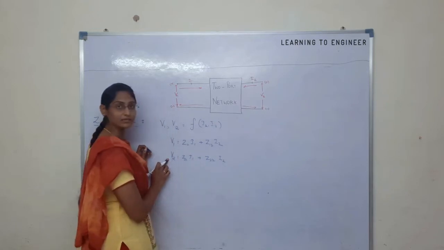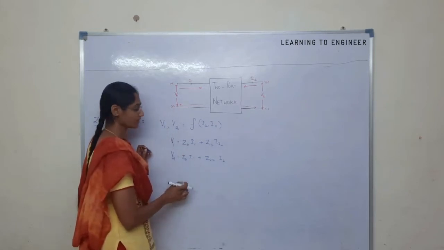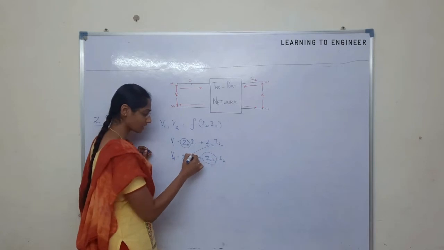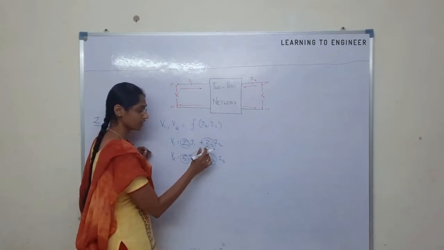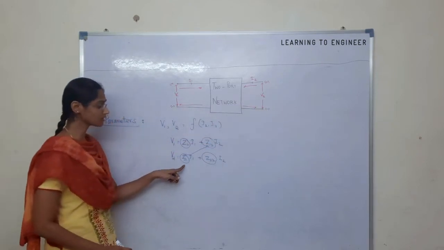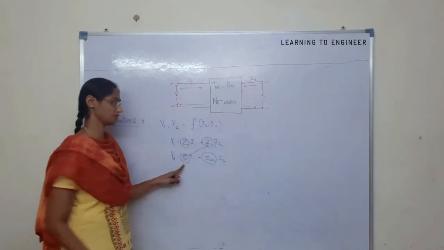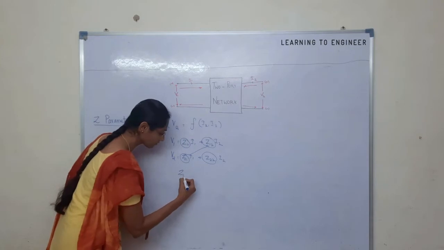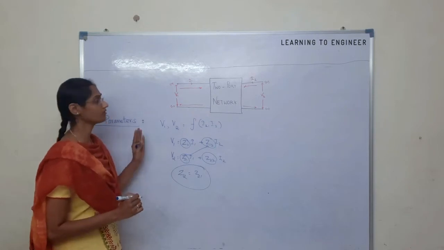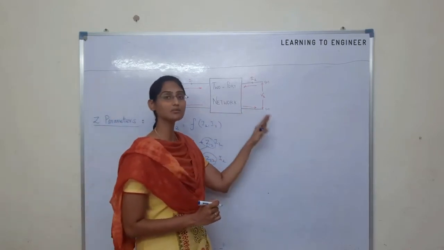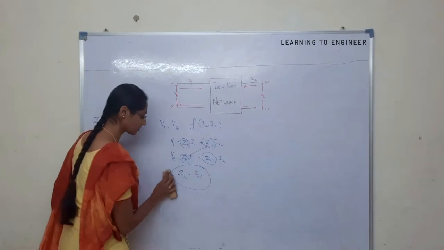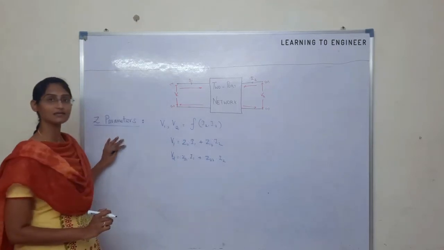So the voltages are expressed as a function of current, where this is the input impedance, this is the output impedance, and these two are transfer impedances, Z21 and Z12. Z12 is the transfer impedance from the input port to the output port. Z21 is the transfer impedance from the output port to the input port. If Z12 is the same as Z21, then the network is said to be a reciprocal network. Whatever impedance is sent from the input port to the output port is the same as the impedance sent from the output port to the input port. This is called a reciprocal network. So these are Z parameters.